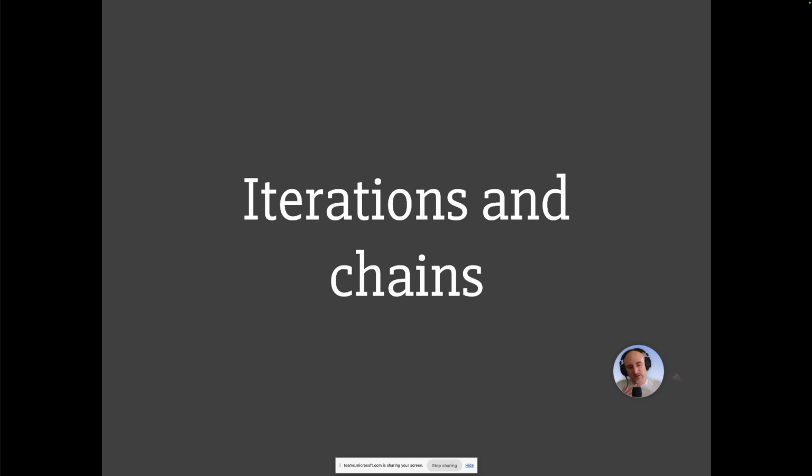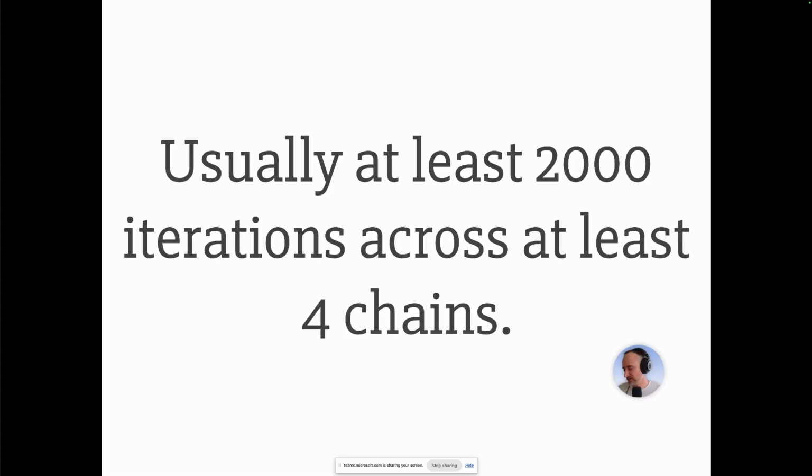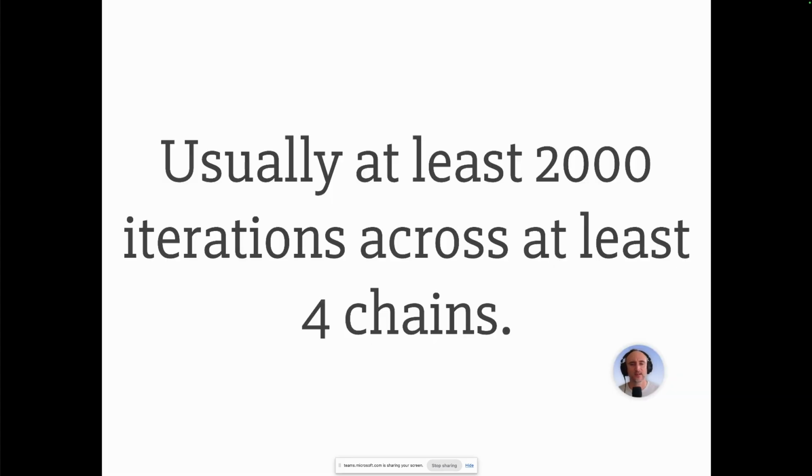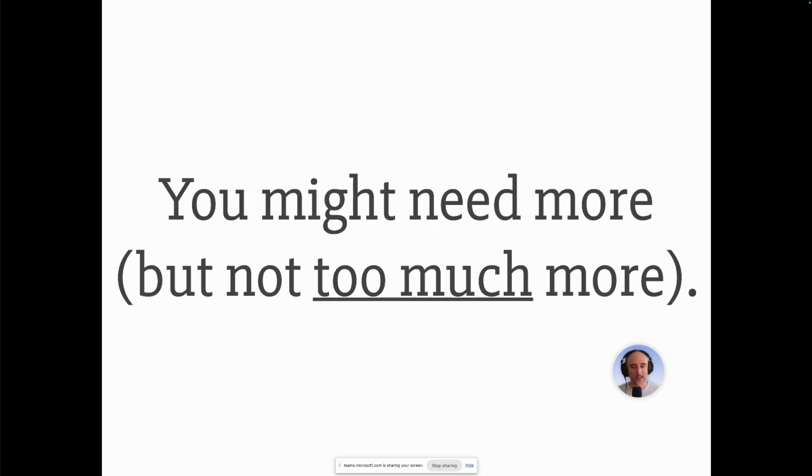Okay, so this is kind of a hodgepodge of closing remarks that I thought I would think about in terms of everything we've talked about so far. So how many iterations and chains? We've talked about this off and on throughout. I'd say for a final model, usually at least 2,000 iterations across at least 4 chains. You might need more, but not too much more. If you need 4,000 iterations, 8,000, okay.